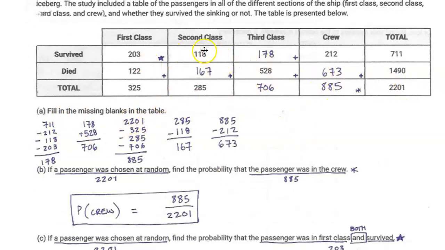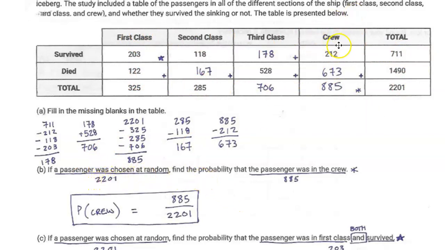The missing blanks in the table, it's just a subtraction problem. For example, I have this number, and I don't have this number, but I have this number. So I can say, well, 118 plus something is equal to 285. Or I could just subtract backwards. 285 minus 118 is 167. I'm going to let you figure this part out on your own because this is just adding and subtracting.